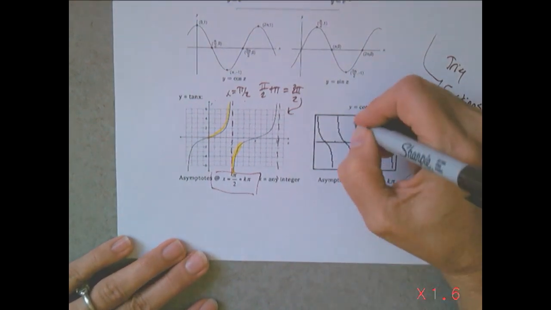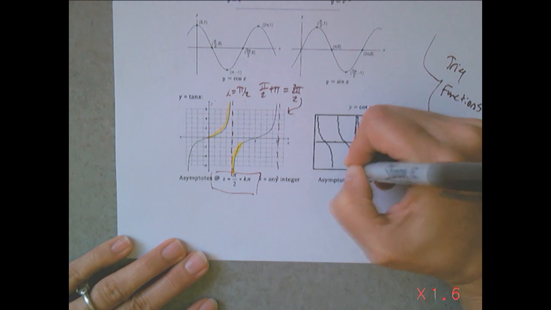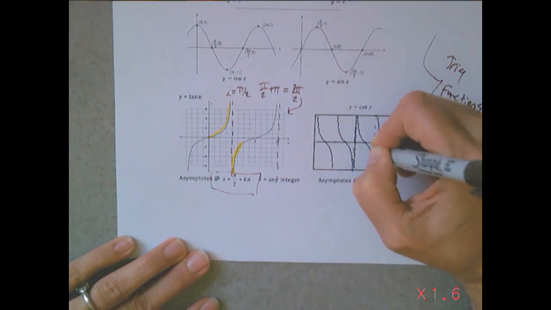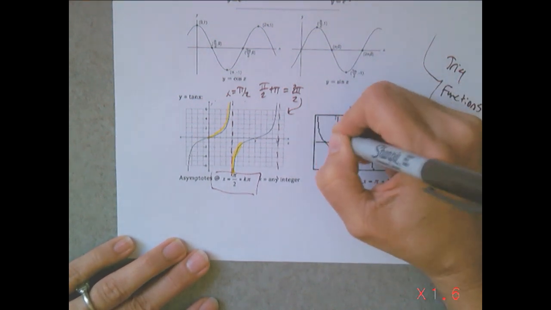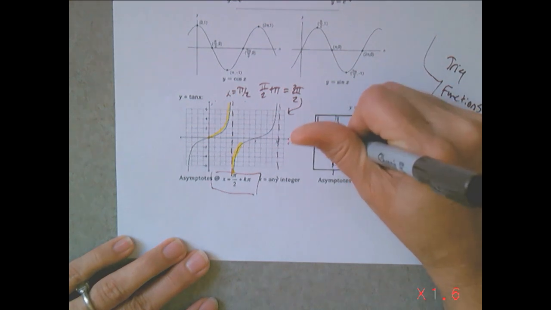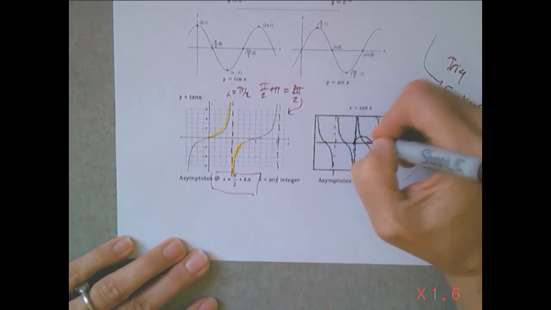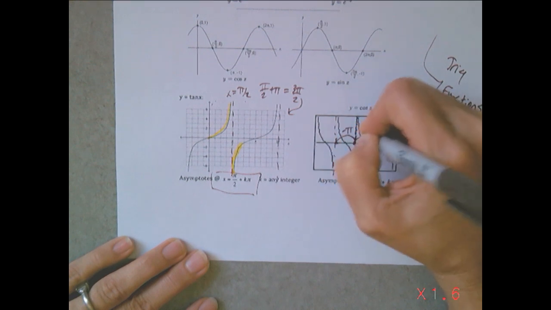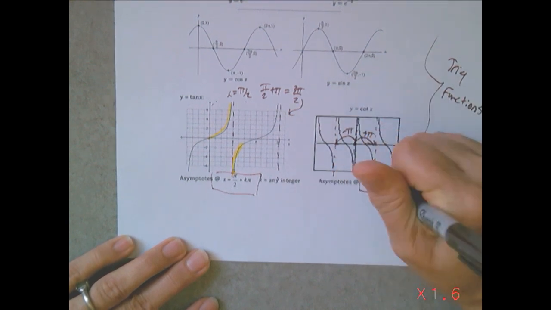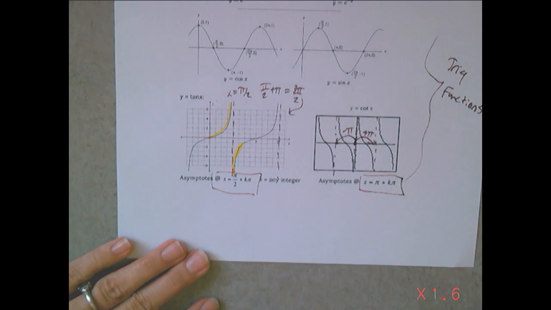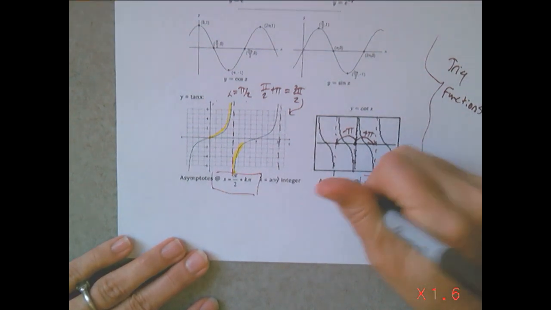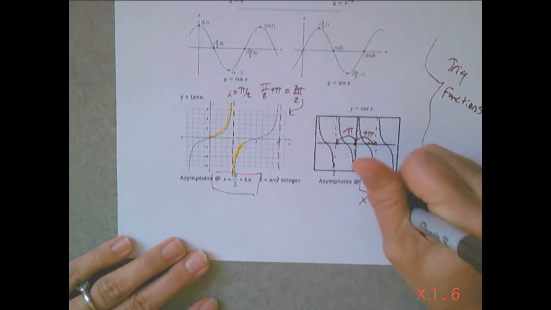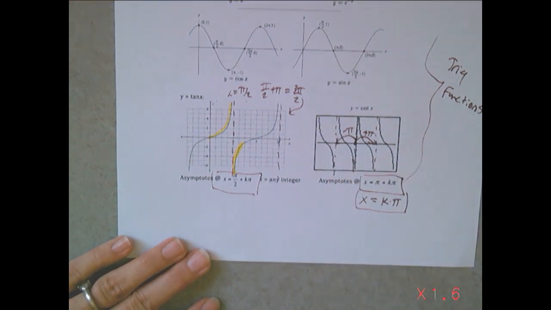Cotangent, similarly, you have these vertical asymptotes here. Again, you get them every pi, but when you add 0 to pi, or if you subtract it, right, so minus pi or plus pi, that gets you all the asymptotes. So we have pi plus pi k, or you could just say k times pi, and that would do the trick as well.